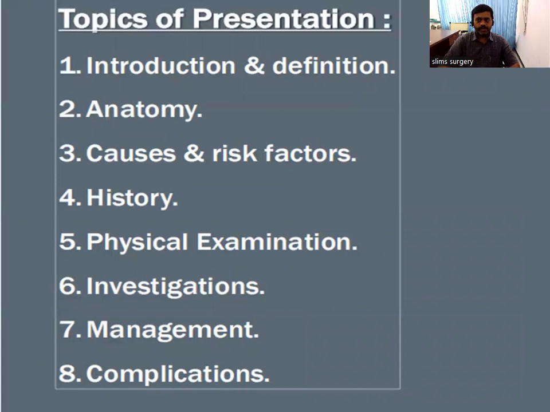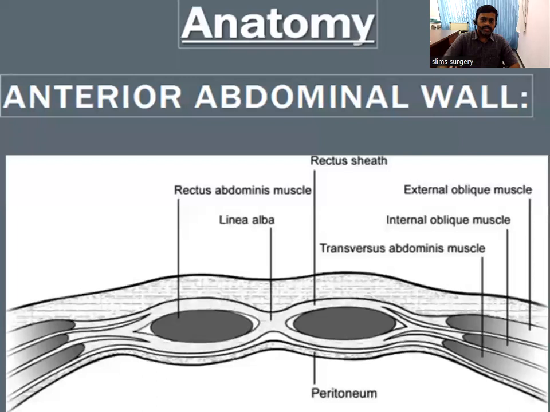So in this class, we are going to discuss the introduction and definition, anatomy, causes and risk factors, how to take a history, how to examine an umbilical hernia, how to investigate, how to manage, and what the complications are. So this is the introduction.